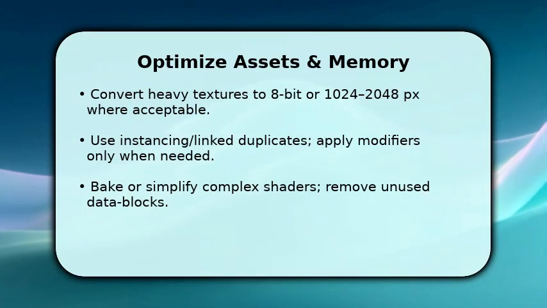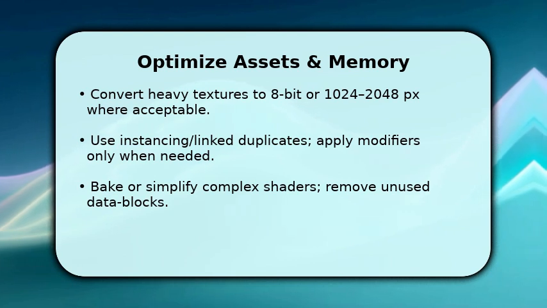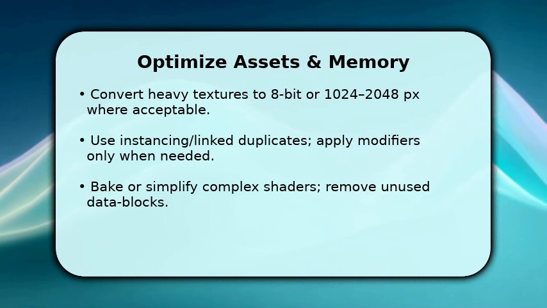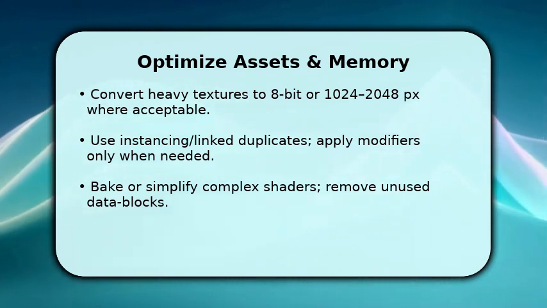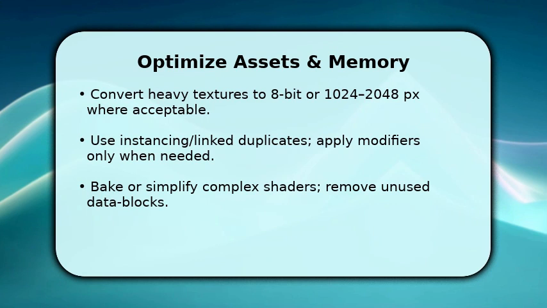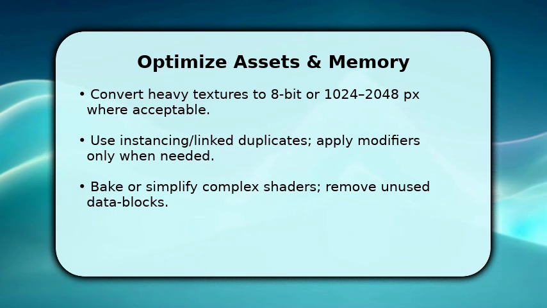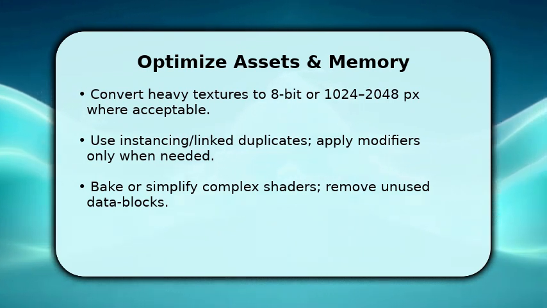Now, you optimize what consumes RAM. Inspect textures and convert to 8-bit or lower resolution like 1024-2048 when quality allows, because higher bit depth and huge maps multiply memory use. Replace duplicated high-poly meshes with instanced linked objects and defer applying modifiers until necessary to limit RAM during previews. Bake complex shader results or use simplified shader variants. Free unused data blocks in Outliner to reclaim memory. These steps lower the scene footprint so your render fits available GPU memory.